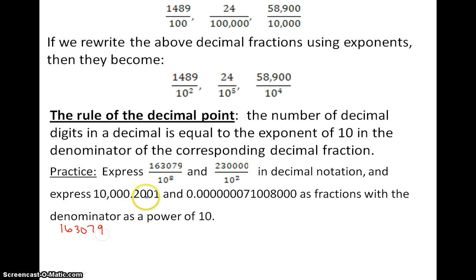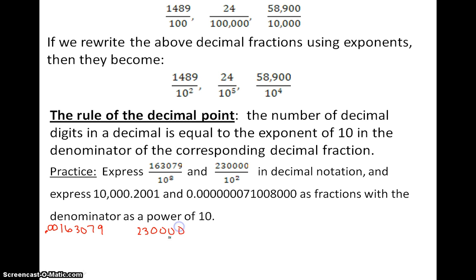Okay, let's take this first one, 163,079. If the exponent here is 8, then that means I need 8 decimal places. Counting backwards, that'd be 1, 2, 3, 4, 5, 6. Notice how I have to add 2 more places to get to 8. So this is where we add those zeros in. So it'd be 0.00163079.